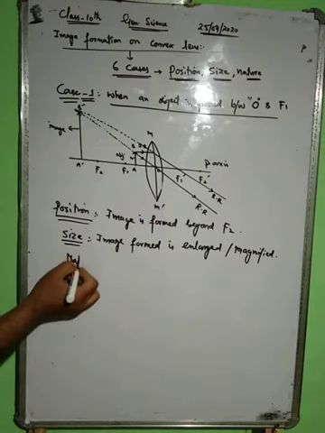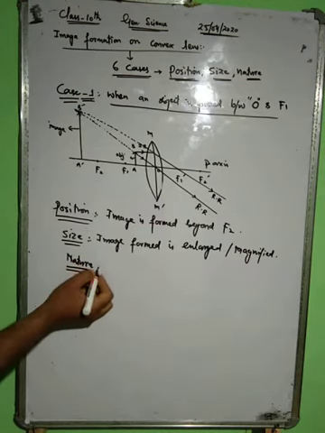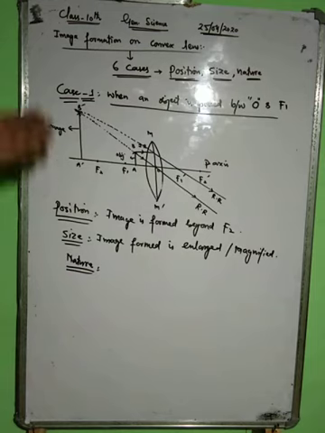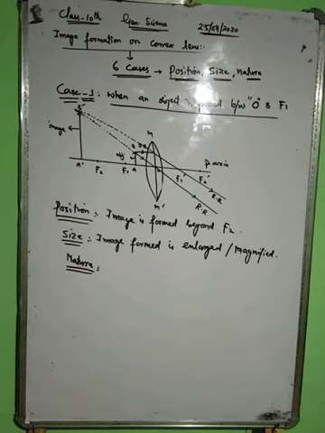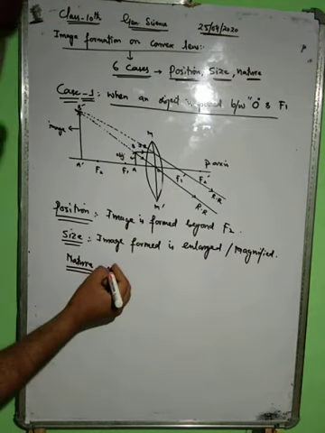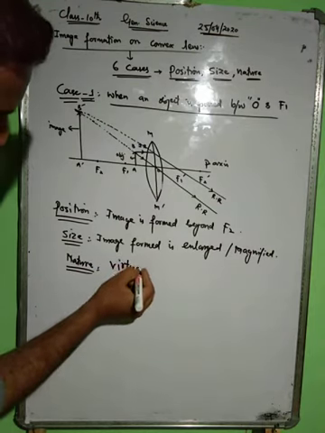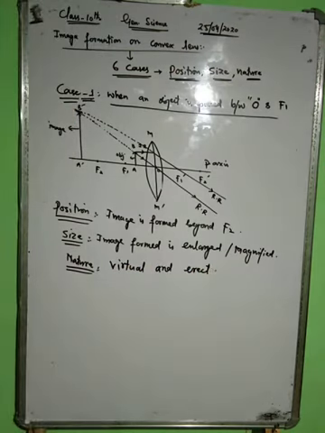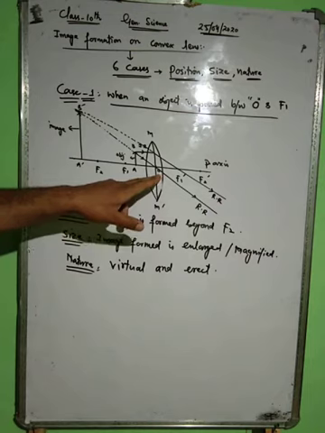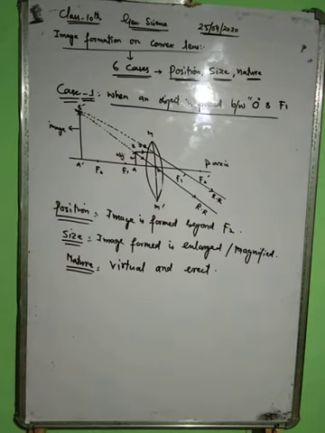Nature. The image formed is the appearance of the intersection of the refracted rays of light, but they don't in real sense intersect. The image formed in this manner is virtual. So this was the first case to explain the formation of images on convex lens, when an object is placed between the optical center O and F1.